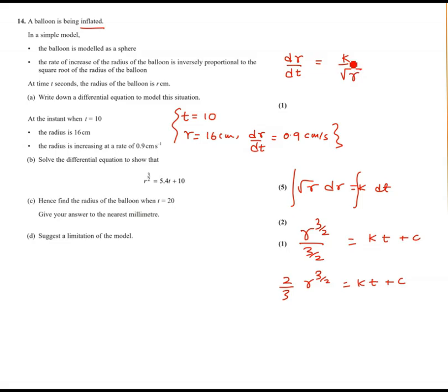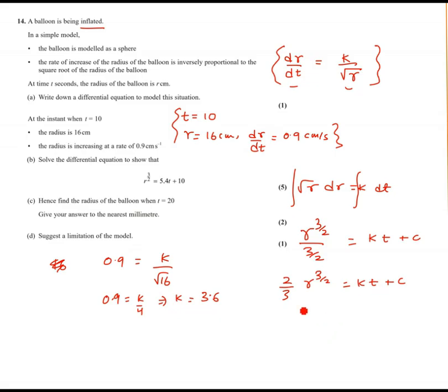Now let's try to work out the constant. In the first equation here we have r and dr by dt, so let's use that. So r is 16, so dr by dt is 0.9 equals k divided by square root of 16. That means 0.9 equals k divided by 4. That means k is 4 times 0.9, which is 3.6. So k is 3.6.